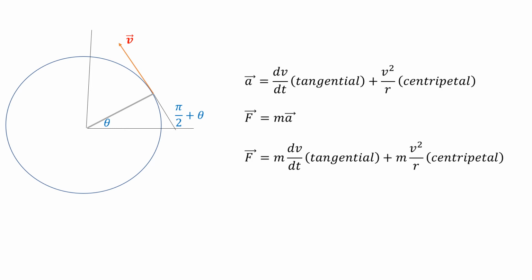Force equals mass into acceleration. So the force on a body moving in a non-uniform circular motion can be resolved into two components, tangential component and centripetal component. The tangential component of force is m into dv by dt, where v is speed, and the centripetal component of force is mv square by r, where v is speed.